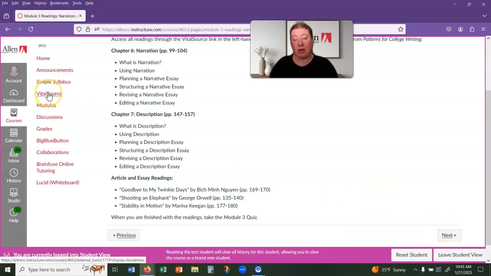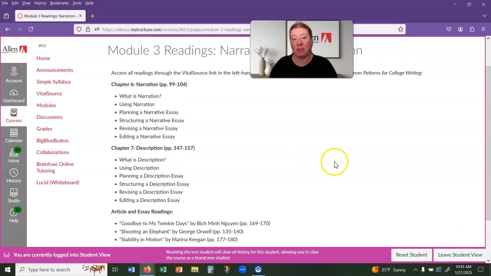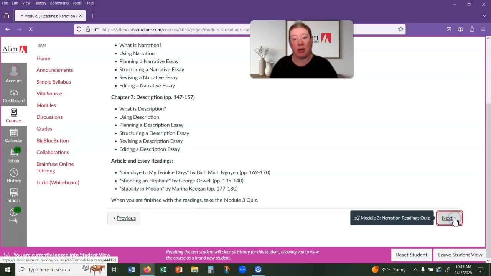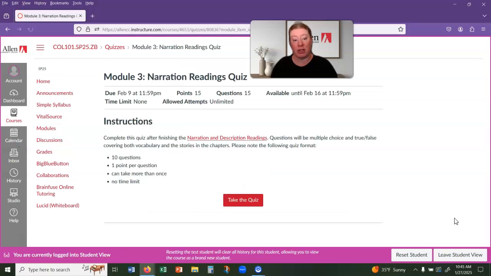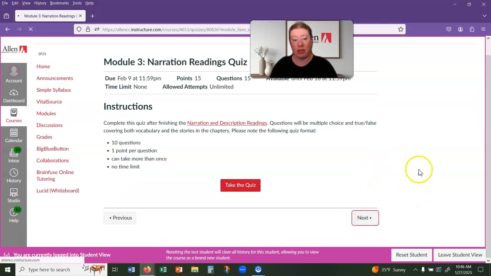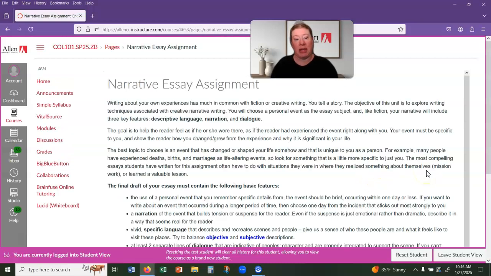Remember, those are under your VitalSource link that will take you to the Patterns textbook, and you will be able to look at those two chapters. I do recommend looking through them before actually attempting the quiz, although you can take the quiz multiple times if you want to. Once you're done with that, you'll have a good foundation of ideas for what narrative is. Our first essay is a narrative essay, and a narration is a story, the telling of a story.